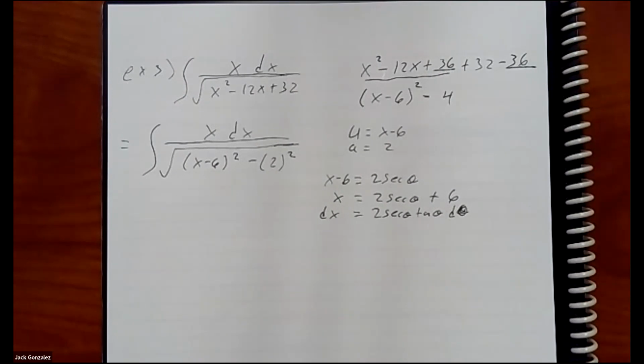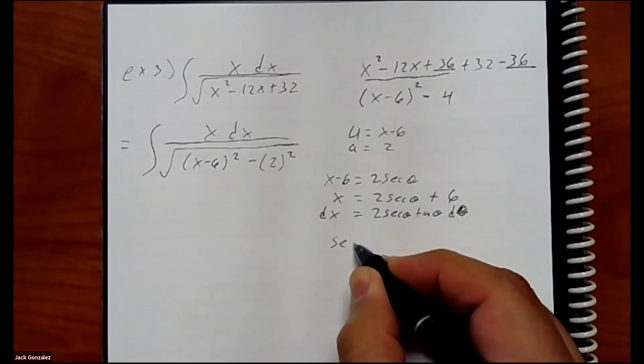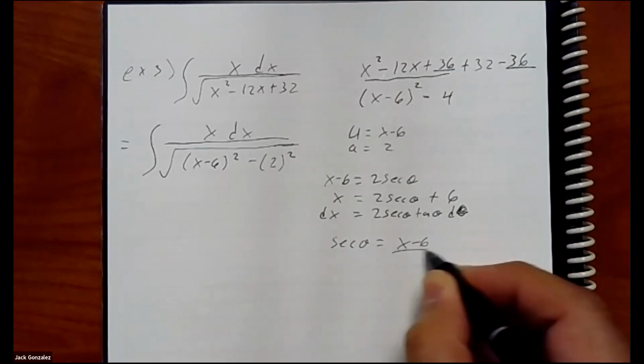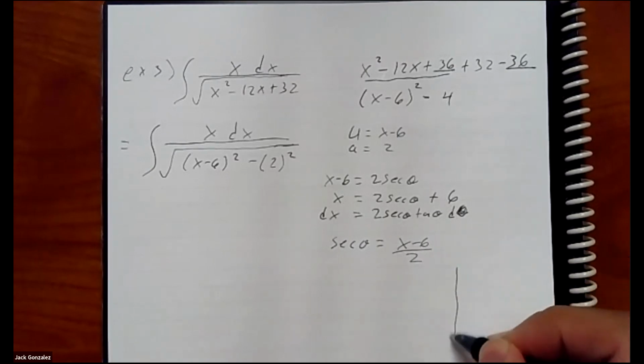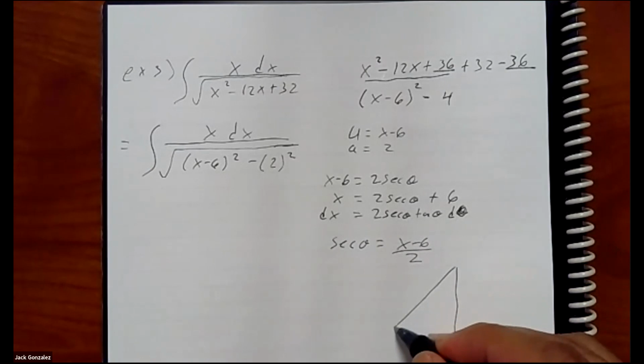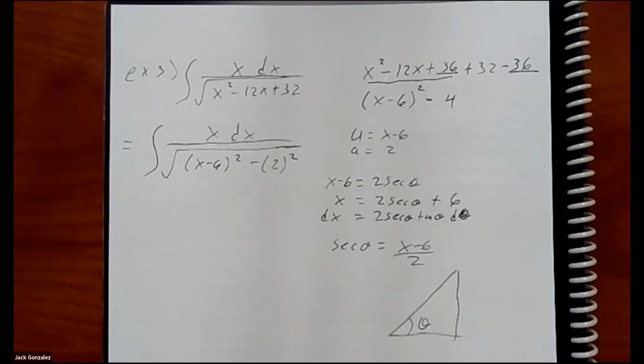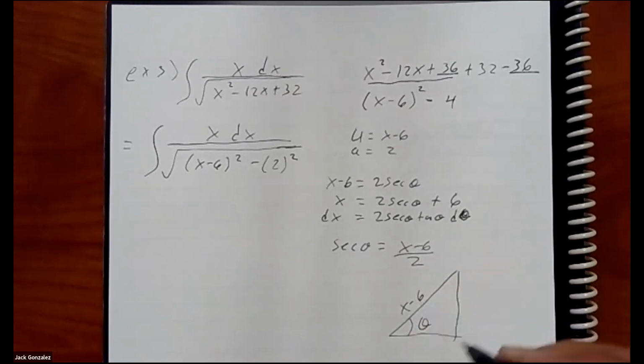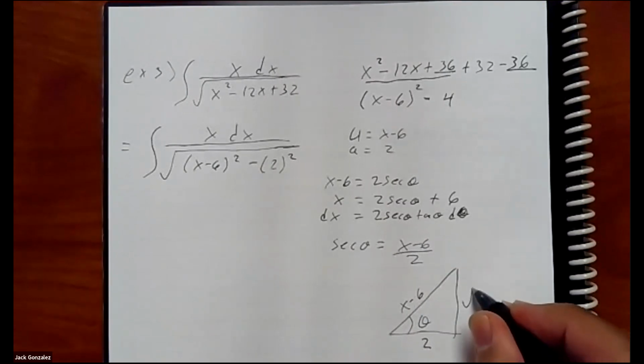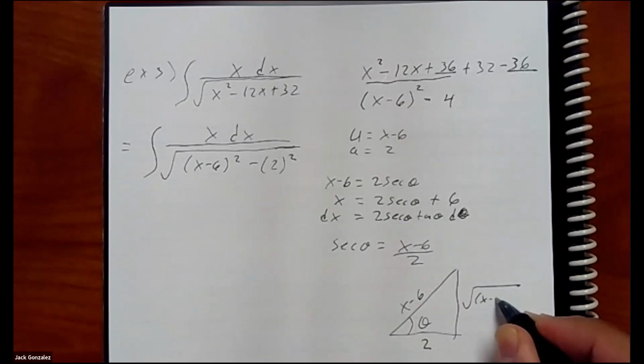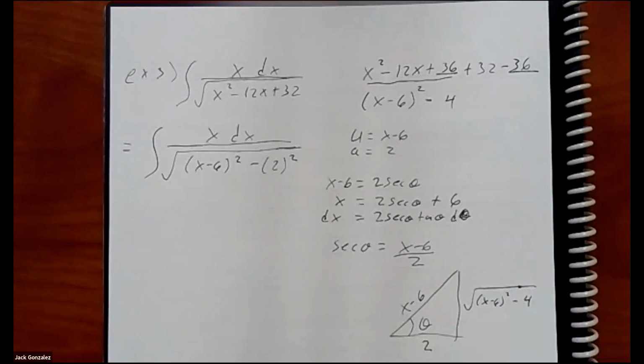Now to build the triangle, you solve for secant, which is equal to x minus 6 over 2, right? So the triangle will be, go ahead and do it now. Secant is 1 over cosine, right? So it would be hypotenuse over adjacent. So hypotenuse over adjacent, or 2 squared if you want.